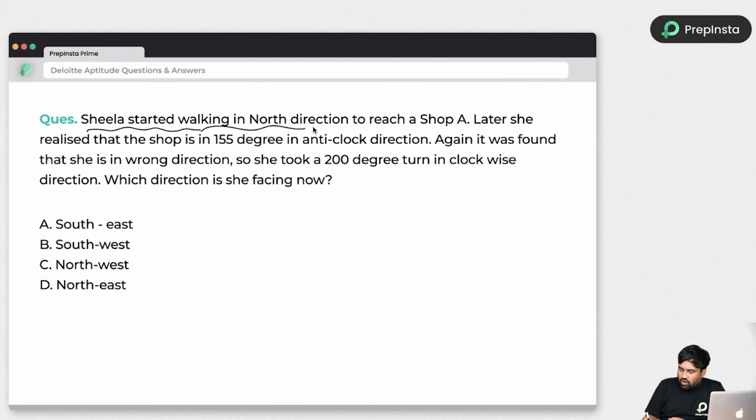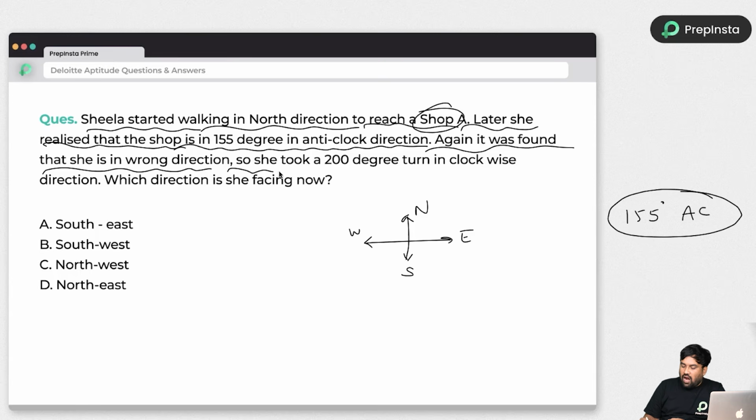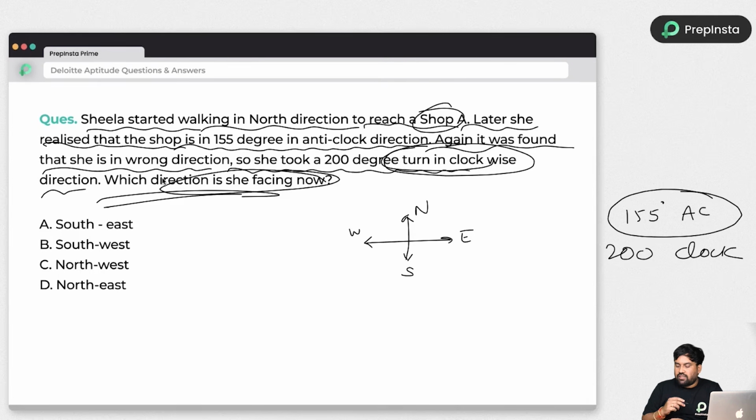Sheila started walking in the north direction. So she is in north direction. So east, west, south. Reach the shop A. Later, she realized that the shop is 155 degrees anti-clockwise direction. And again, she found she is moving in the wrong direction and she took a 200 degrees turn in the clockwise direction. Which direction is she facing now?